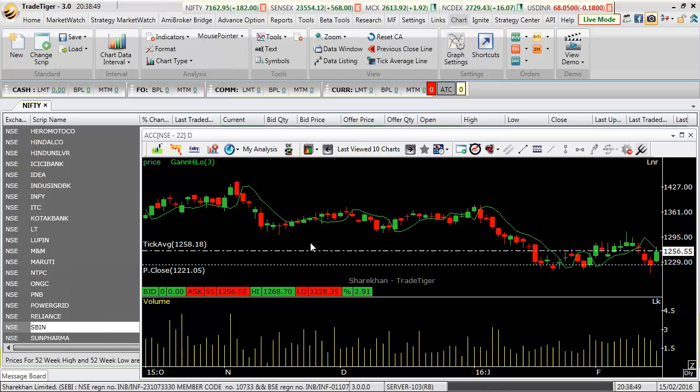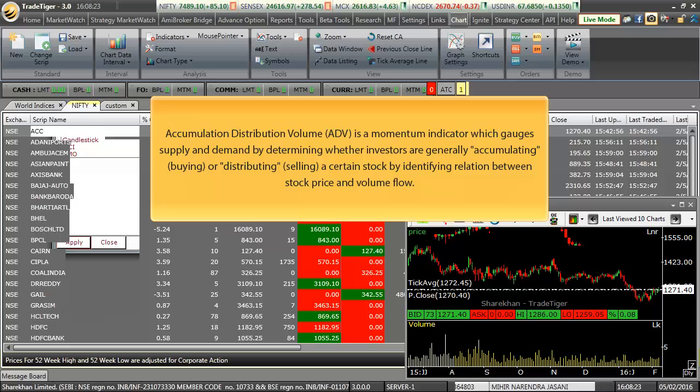And on that note, let us jump on to the second one, which is Accumulation Distribution Volume. Our second indicator in this demo is Accumulation Distribution Volume, which is also called ADV.